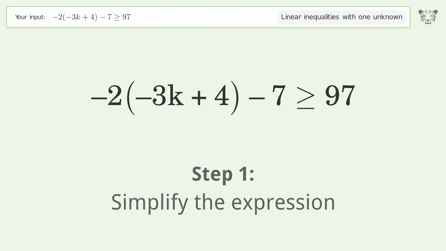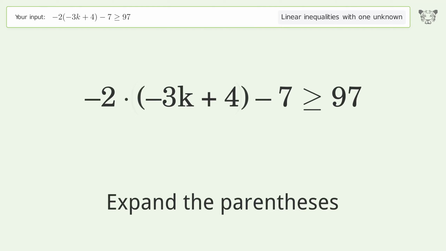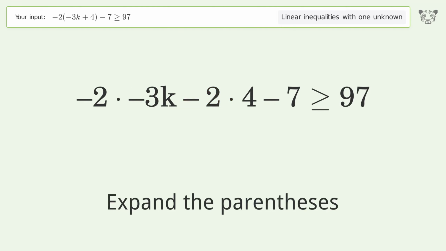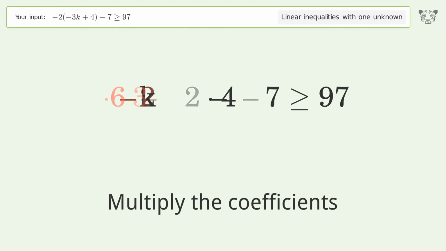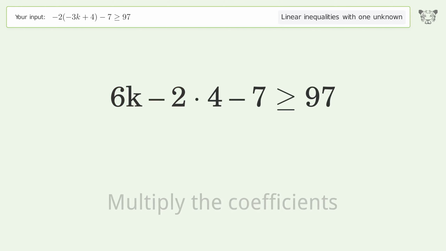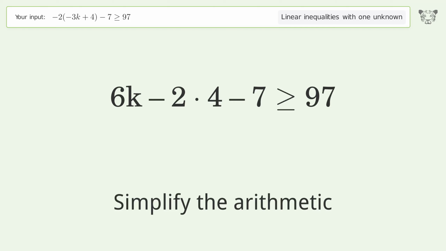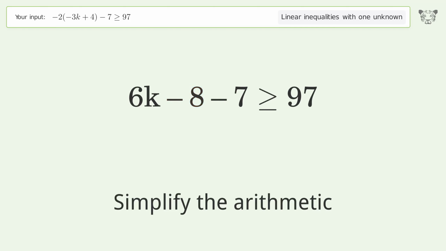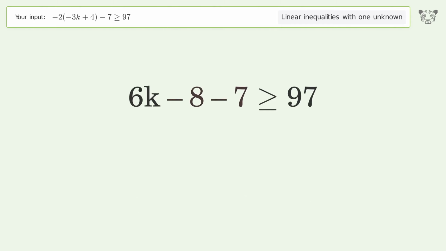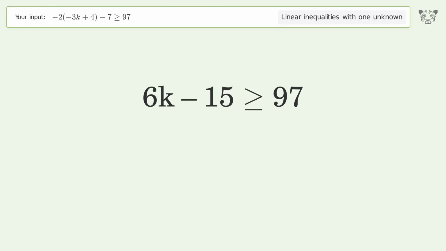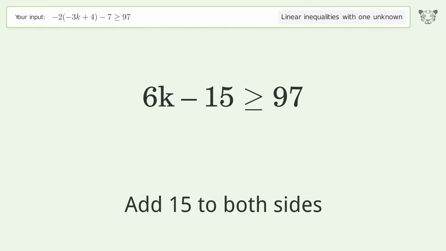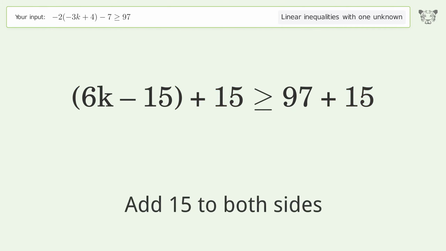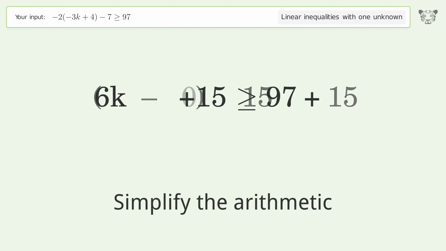Simplify the expression. Expand the parentheses. Multiply the coefficients. Simplify the arithmetic. Group all constants on the right side of the inequality. Add 15 to both sides. Simplify the arithmetic.